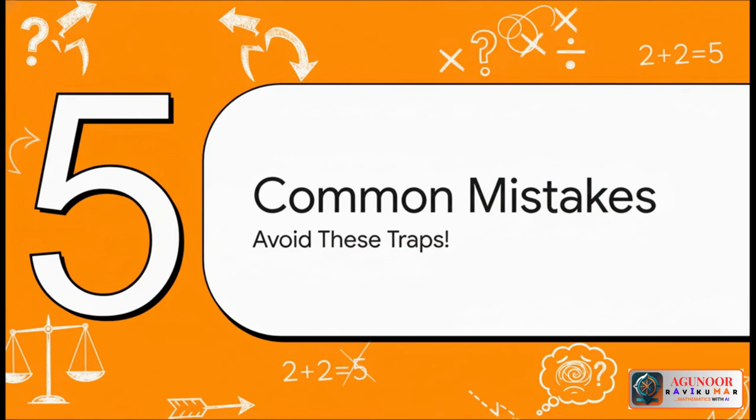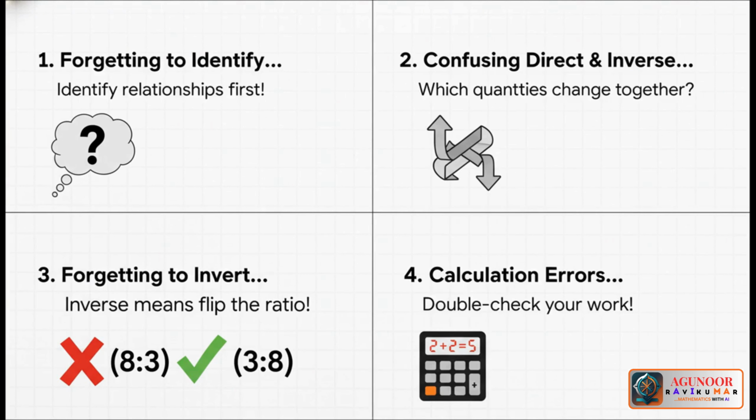Speaking of getting it right, let's really quickly go over some common mistakes so you can be sure to avoid them on your tests. These are the 4 big traps to watch out for. A lot of students rush past the identification step, or they get direct and inverse mixed up, or they just make simple calculation errors. But the single biggest mistake, the one highlighted on the slide, is forgetting to flip the ratio for an inverse proportion. Always, always pause and ask yourself, is this direct or is this inverse before you write down that ratio?